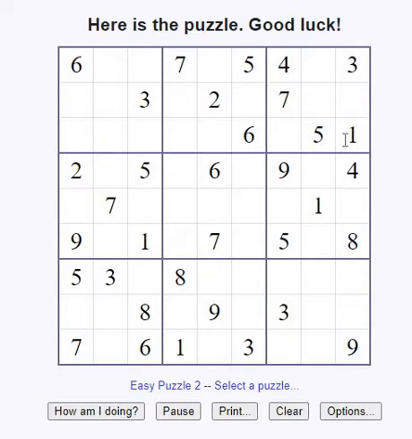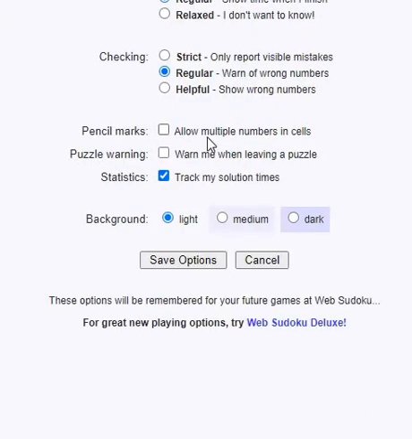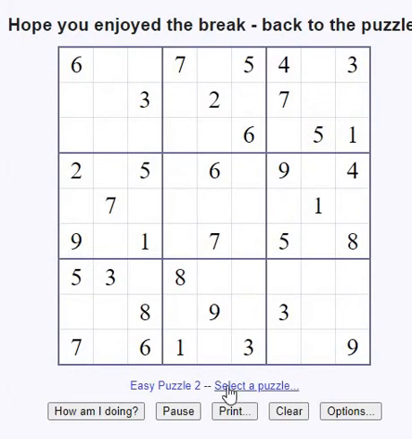So first we look at the first 3 blocks here on the top. There's only one 1, one 2. There are two 3s, so the other 3 must be here or here. So let's do a pencil mark first. Oh wait, I have to set the pencil marks here. Click allow multiple. Okay, save. Okay, let's start puzzle number 2.